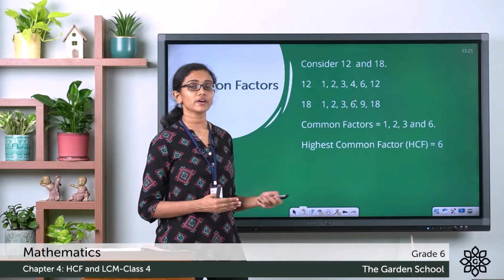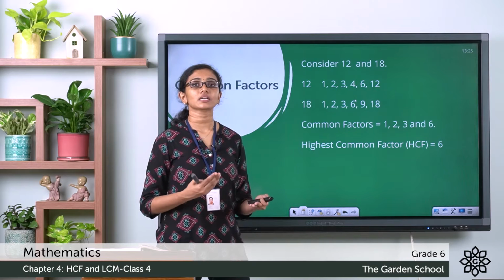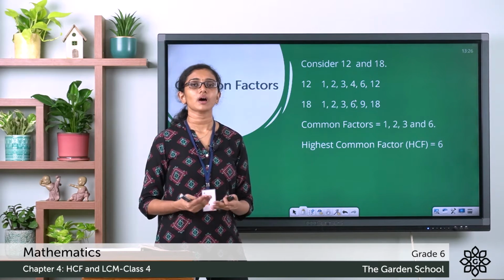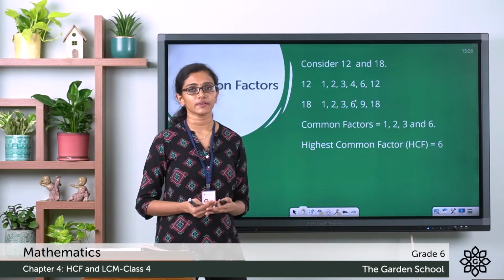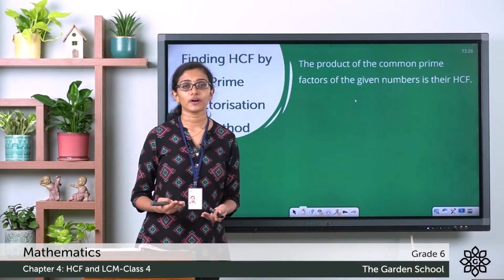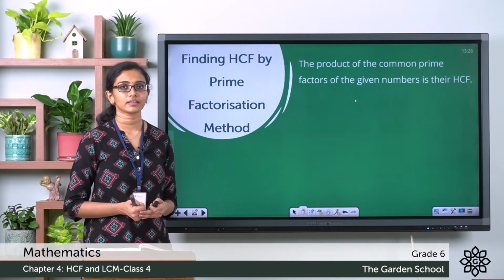So the highest common factor is also called the greatest common factor or the greatest common divisor or GCD. So I hope now you understand what you mean by HCF of a few given numbers. Now we'll learn how to find the HCF of a few given numbers using the prime factorization method.